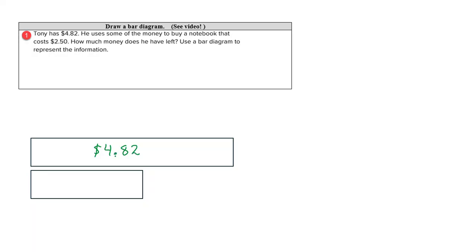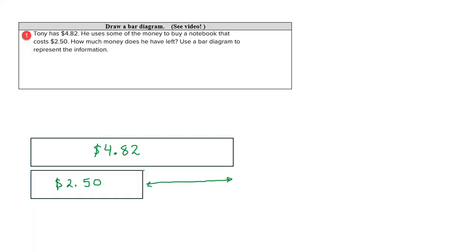$4.82. Make that decimal point bigger, right? And then he uses up this much right here, which was $2.50. Okay. And then the distance between these two, like this section right here, from here all the way over to here, is going to be his change.